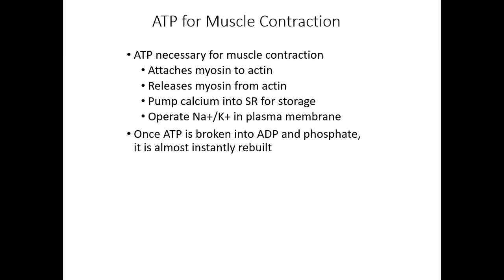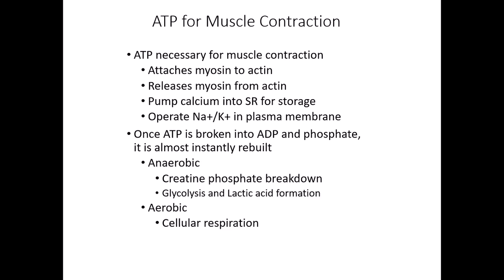So we have two categories of ATP production: anaerobic and aerobic. And aero, A-E-R-O, means air, in this case referring to oxygen. So aerobic mechanisms require oxygen. Anaerobic, A-N, one of your negative prefixes, meaning without oxygen. So anaerobic means do not require oxygen, and aerobic means do require oxygen.